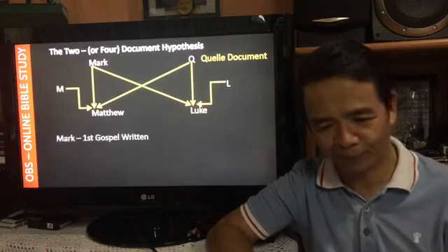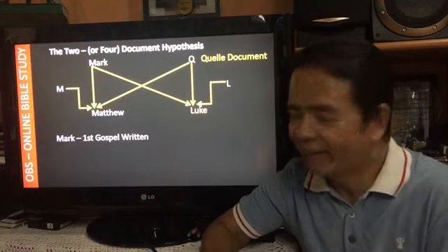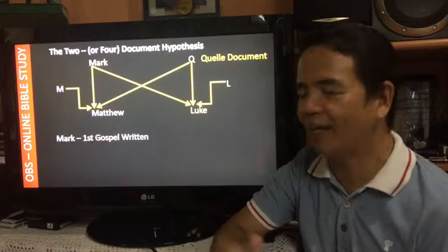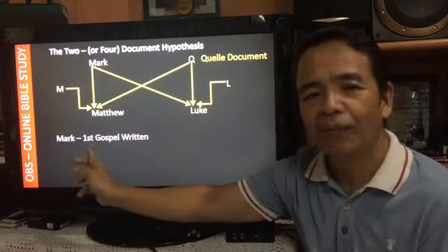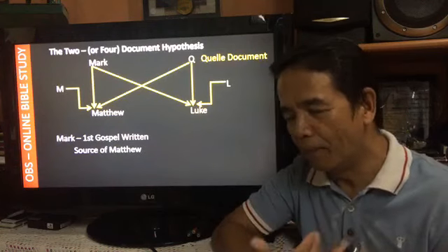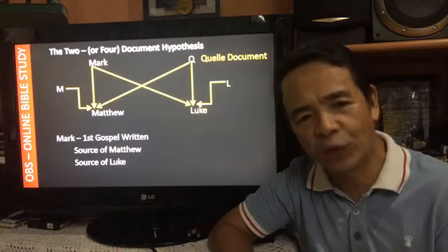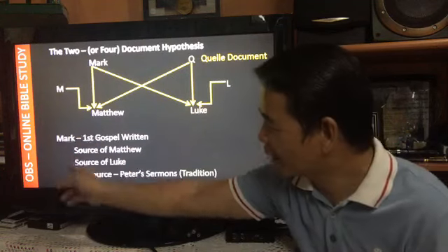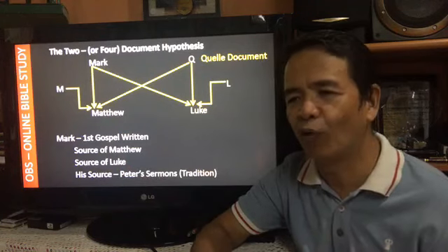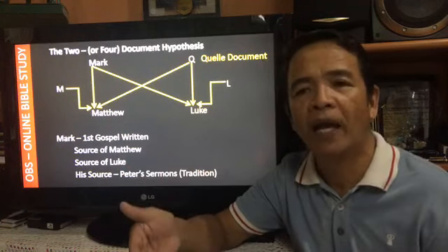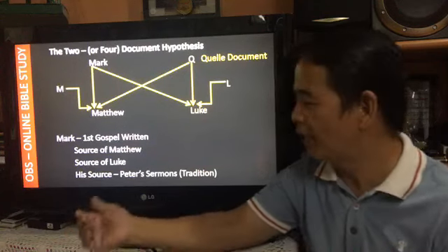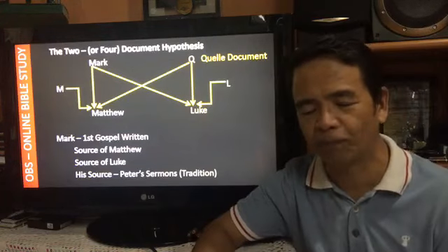Having said that, this four-document hypothesis makes it that Mark was written first, before Matthew and Luke. Mark could be the source of Matthew and the source of Luke. And Mark's source is Peter. They said that a lot of what Mark put in his Gospel comes from Peter's sermons, according to church tradition.